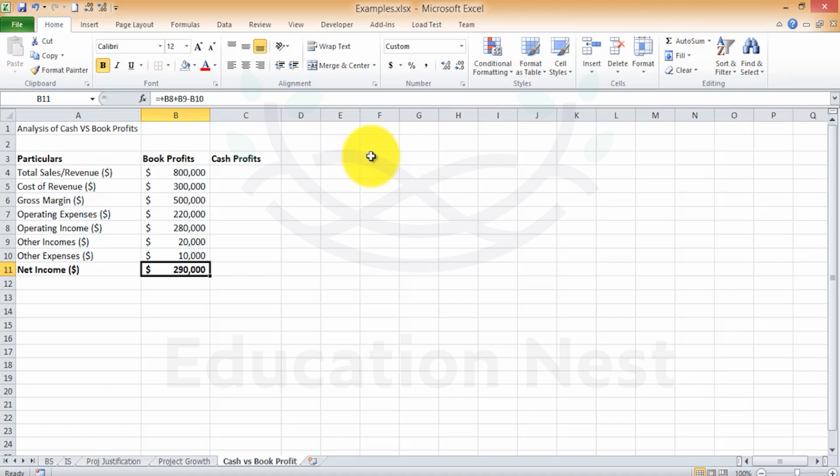Here you recorded all the expenses which you incurred in the period, let's say for the month of January 2018. Here you recorded all the expenses which are incurred for the period Jan 2018 itself. Okay, now we'll jump on to the cash profits.